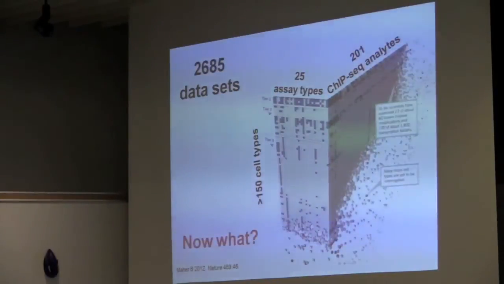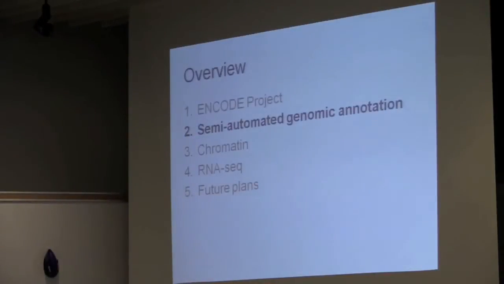So a lot of what people were doing in the initial parts of the ENCODE project, the production phase, were looking at things on a track-by-track basis. But we wanted to use the power of a joint analysis on all of this data, where we could see what sort of patterns we could learn from looking at multiple experiments simultaneously. And that is the technique of semi-automated genomic annotation, which I'm going to explain to you now.